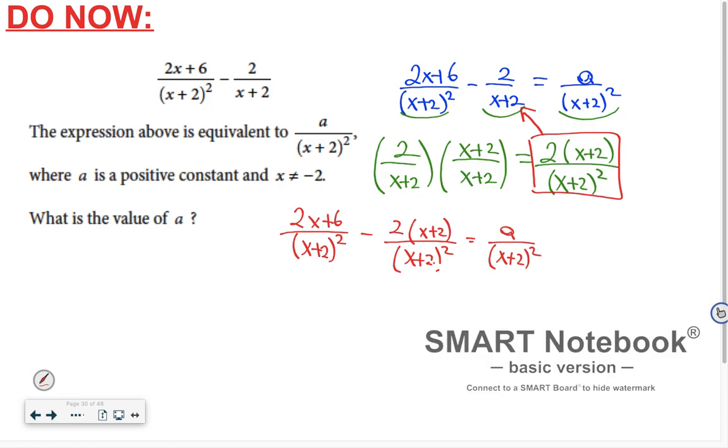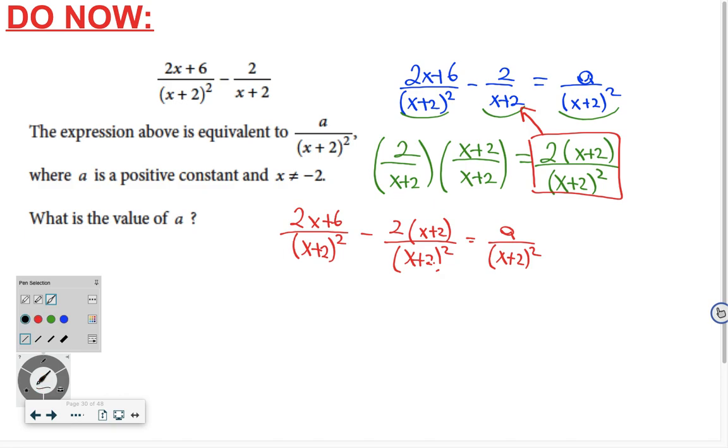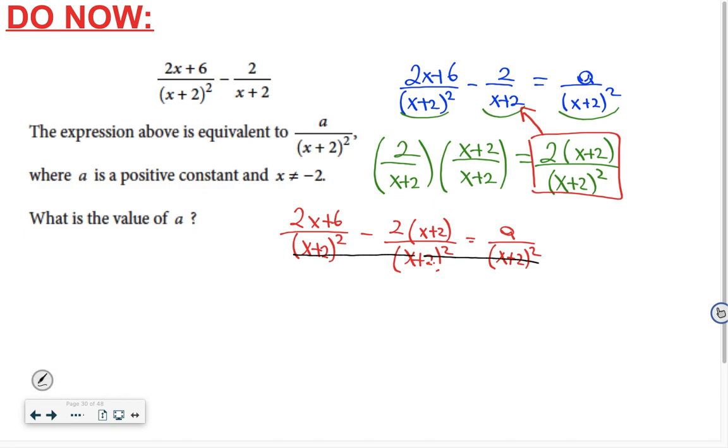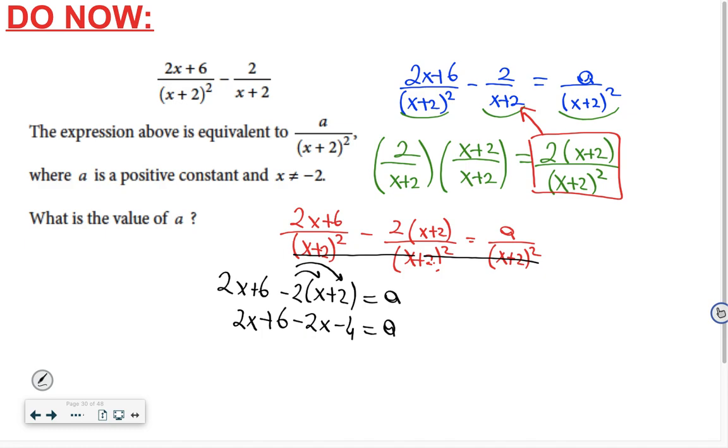Now, if the denominators are equal, you can cancel them out and make the numerators equal to each other. So 2x + 6 − 2(x + 2) = a. If we distribute negative 2 into the parentheses, you will get 2x + 6 − 2x − 4 = a. From here, you can simplify the like terms. 2x minus 2x is 0, 6 minus 4 is 2, and a is equal to 2.